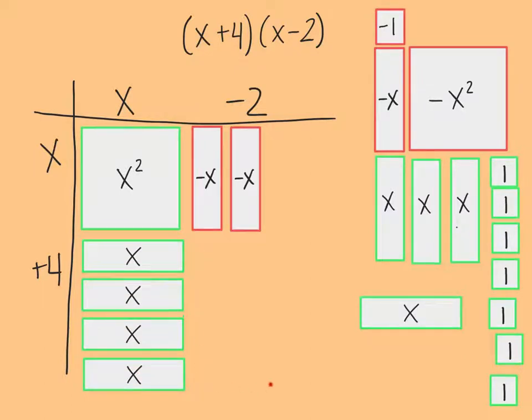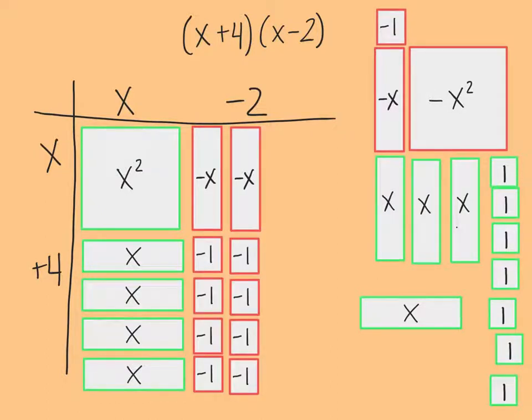And lastly, the area of this section here. We have positive 4 times negative 2. Positive times negative I know is negative. 4 times 2 is 8. So this area would be negative 8. So I'm going to take 8 of these negative ones and fill them in here. Alright, so there I have my 8 negative ones.